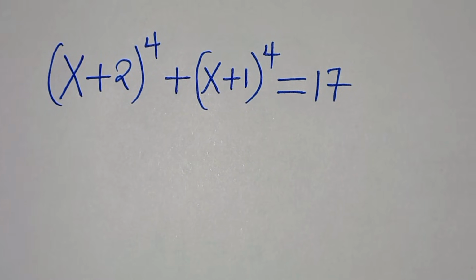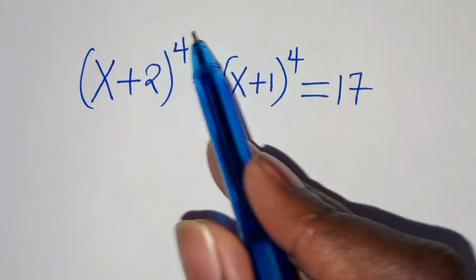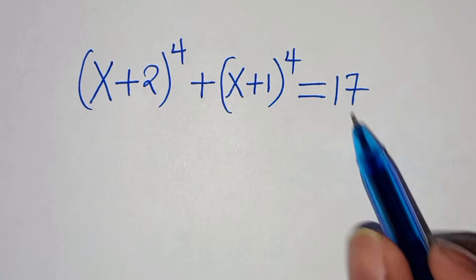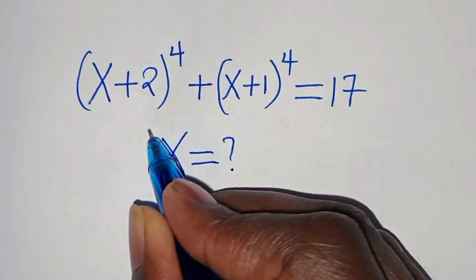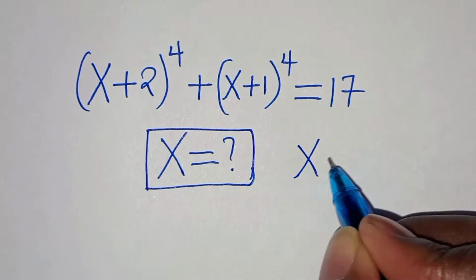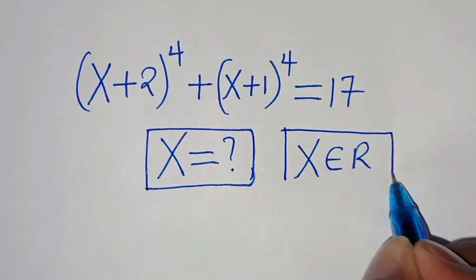Hello everyone, you're welcome to solve this nice algebra problem, which is (x plus 2) to the power 4 plus (x plus 1) to the power 4. This is equal to 17. So what is the value of x? Given that x is a member of real numbers. Now, let's provide a solution from here.